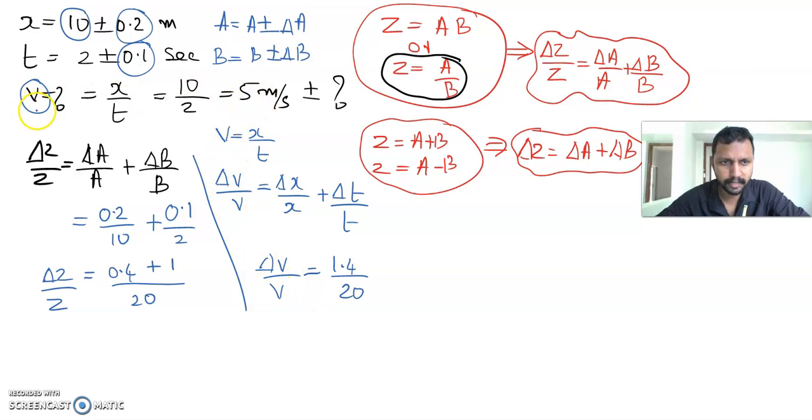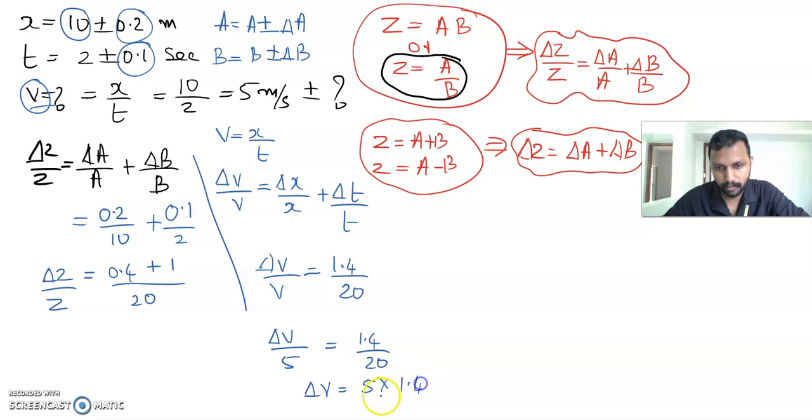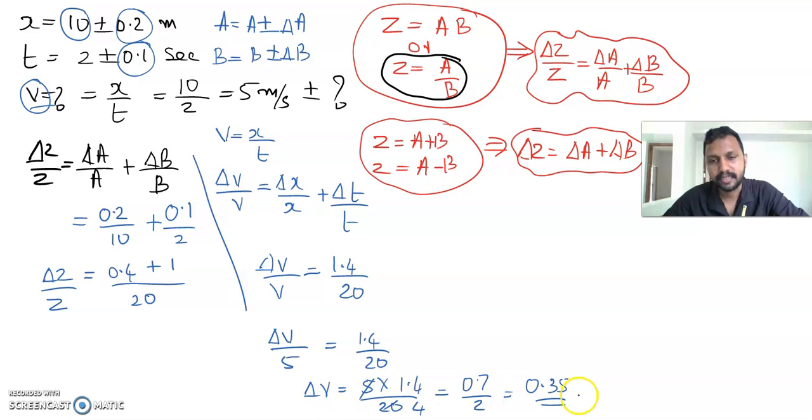What's the value of v? v is x by t, that is 10 by 2, that is 5. Therefore delta v by 5 is equal to 1.4 divided by 20. So delta v is 5 into 1.4 divided by 20. Cancelling 5 and 20 gives 4, so we get 0.7 by 2, which is 0.35.